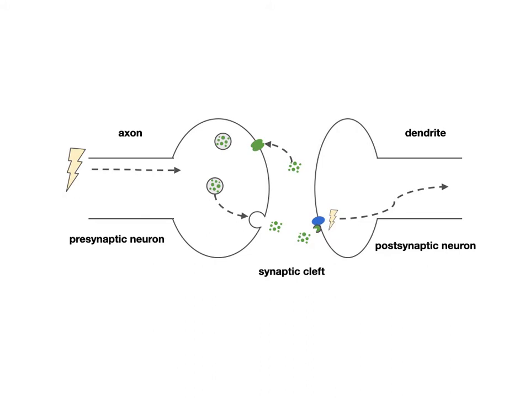Signal hits the end of the axon, bang, something is released between the two, and hopefully the next one catches it. It always, almost always does, but there are ways that it does not, and we'll talk about those as well.